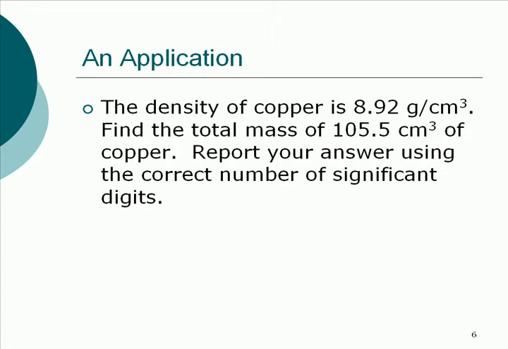Here's a problem for you to work out for practice before we move on to the remaining operations. The density of copper is 8.92 grams per cubic centimeter. I want you to find out how much mass you have if you have 105.5 cubic centimeters. So each cubic centimeter has a mass of 8.92 grams. I'd like you to find out what the total mass would be, and report your answer with the correct number of significant digits. I'll give you about 2 minutes to work that through, and we'll take a look at it together.